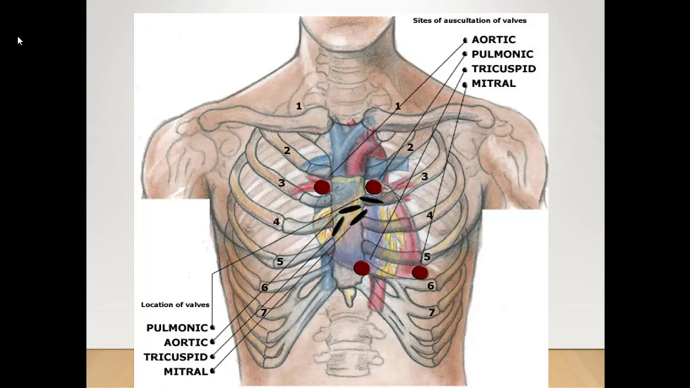If you remember which one is which, you can have funny little sayings, like the one without the apex in there: All Physicians Take Money. So A for aortic, move over. P, physicians, pulmonic. T, take, tricuspid, and M, money, mitral. So that kind of helps you remember where to listen for each of the valves.